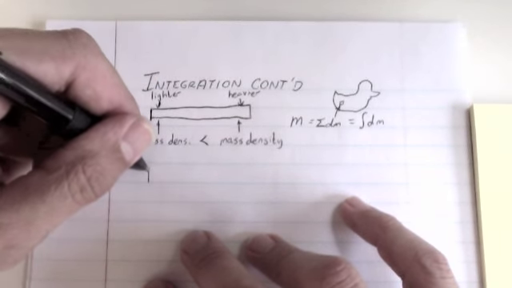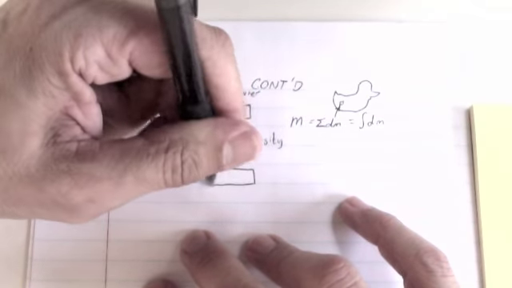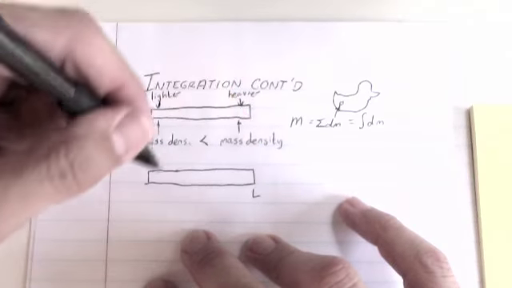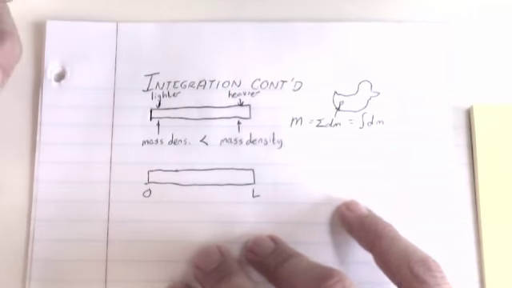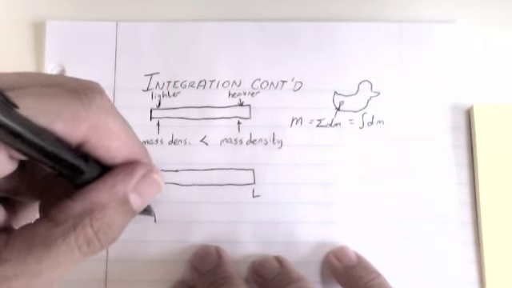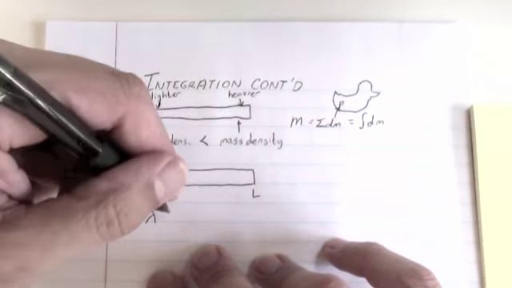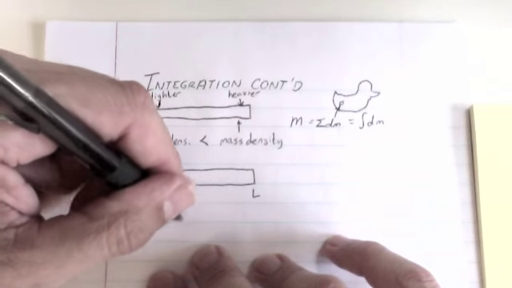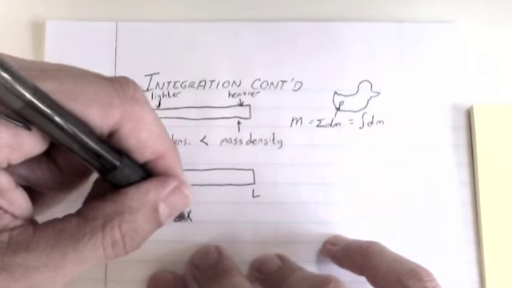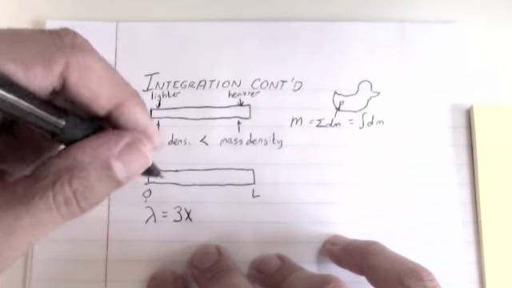Let me redraw it down here. Okay, so here it is, and let's say it has a length L. It starts at 0. And let's say that the linear mass density, pretend this is one-dimensional, is, let's say, 3 times x, where x is this distance here.